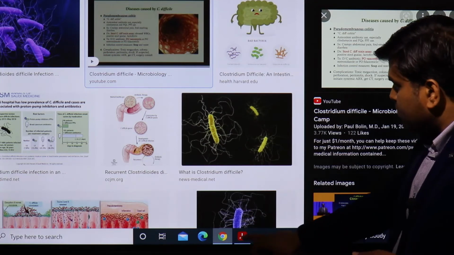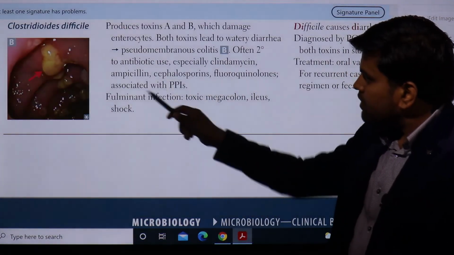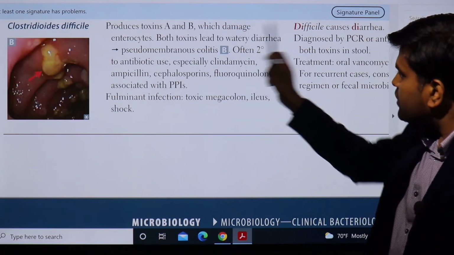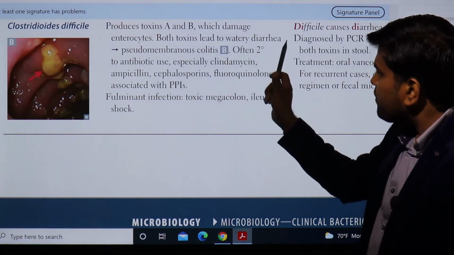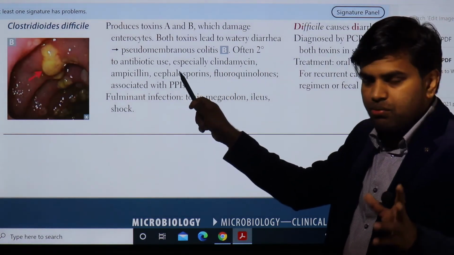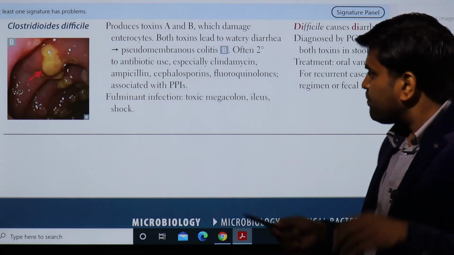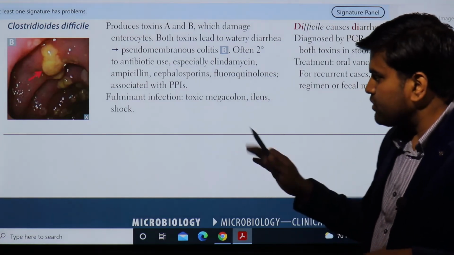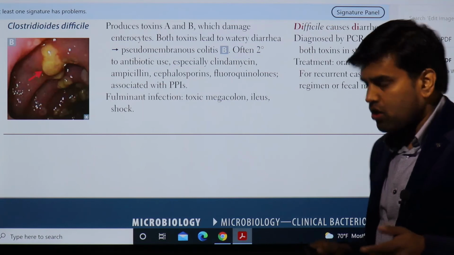Okay, let's revise again and close our topic. Clostridium difficile causes pseudomembranous colitis. You can see the yellow plaques. It produces toxins A and B, which damage our intestinal cells and lead to watery diarrhea and pseudomembranous colitis. It can even be diagnosed with endoscopy. It is often secondary to antibiotic use, as we know. Its complications may lead to toxic megacolon, ileus, and shock.